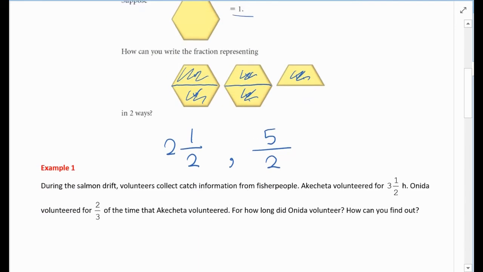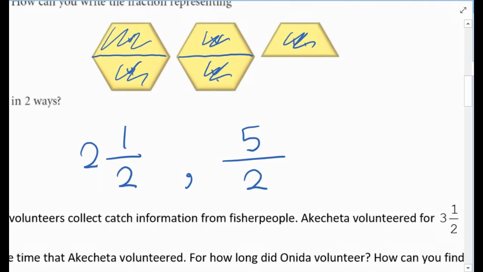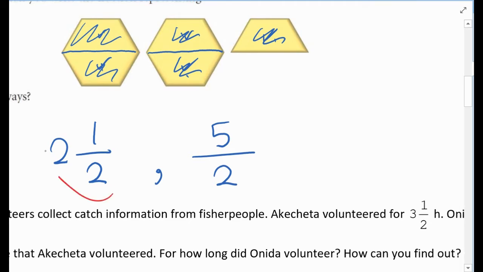Alright, so you should be able to convert from a mixed number to an improper fraction. We learned how to do it. Converting from a mixed number to an improper fraction, we simply multiply those two numbers and add the numerator. So that will be 2 times 2 plus 1 over 2. We multiply 2 times 2 and add the numerator, so that becomes 5 over 2.